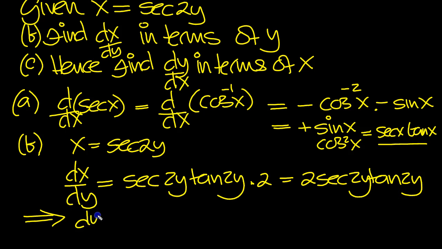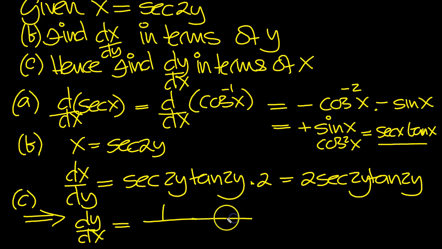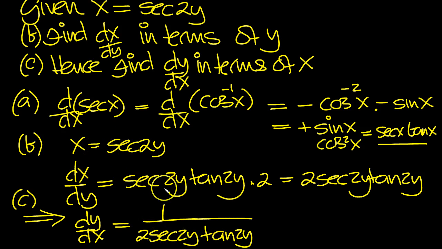So that tells us then that dy/dx, which is what we want now in part C, so this is part C now, is equal to 1 over this, isn't it? 2 sec 2y tan 2y. Now how do we write, we can replace the sec 2y by x, but we want to write tan 2y in terms of sec as well.